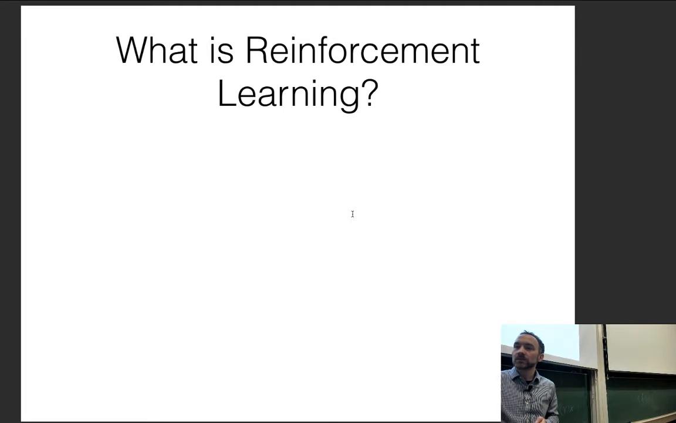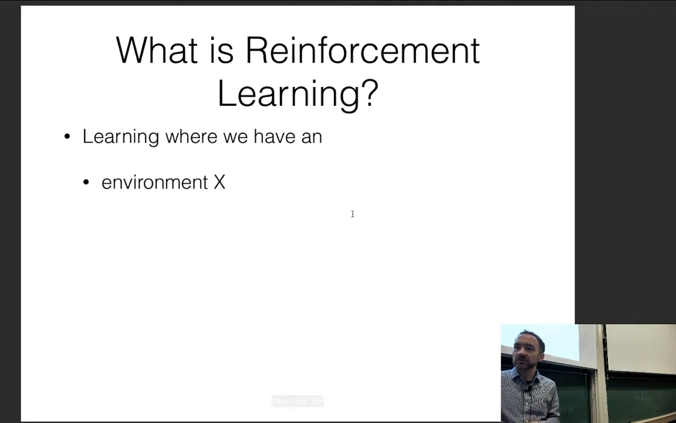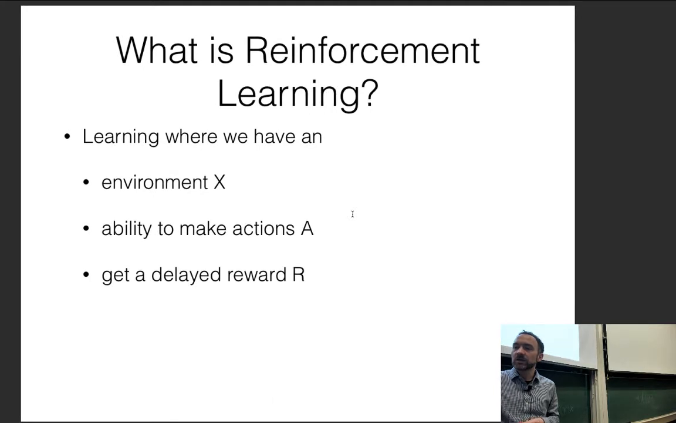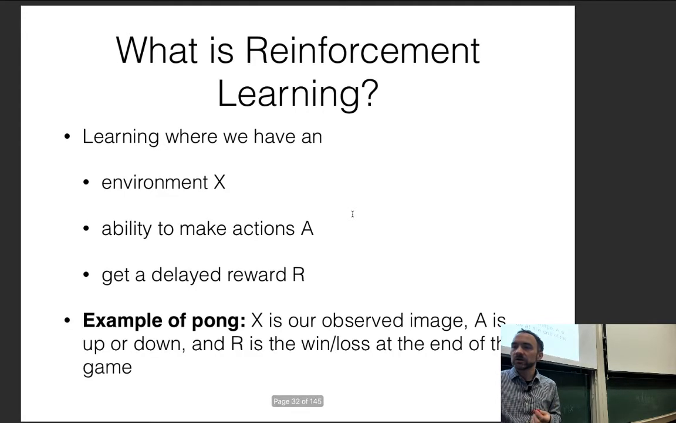So what is reinforcement learning? We had this in the reading, but basically it's learning where we have an environment X, an ability to make actions A, and we get a delayed reward R. So this is kind of the definition of reinforcement learning. In the example of Pong, X is our observed image, A is up or down, and R is the win-loss at the end of the game.